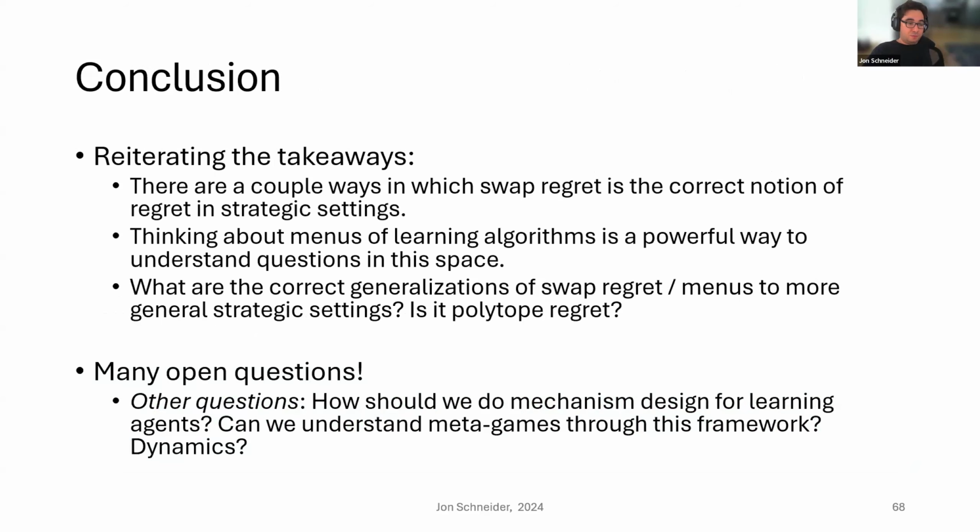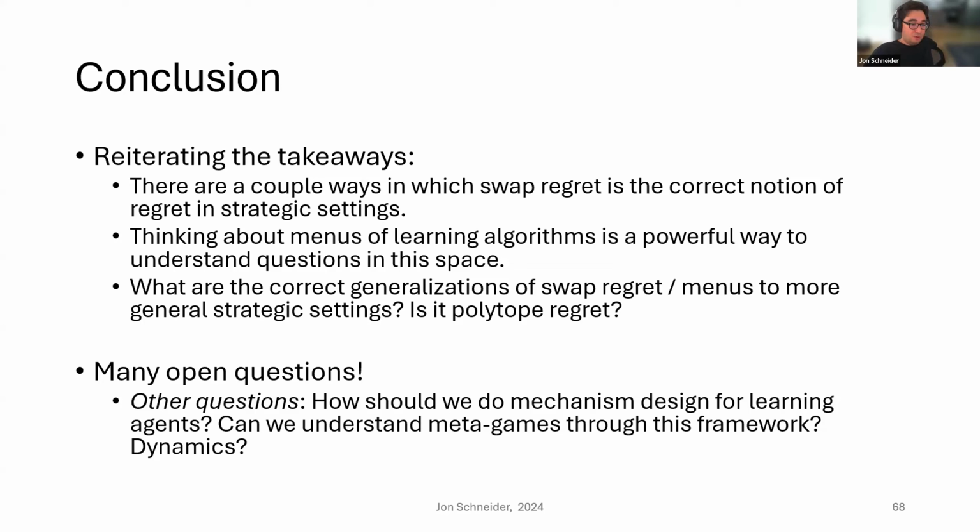All right, and just to conclude, reiterating the takeaways I shared earlier, there are a couple of ways in which swap regret is the correct notion of regret for strategic settings. I think menus are a powerful tool for understanding these questions about what notion of regret is the correct notion, and what you should do in different strategic settings. And there's a bunch of open questions about what the correct generalizations of swap regret are to more general strategic settings. There's even this question of whether it's polytope regret in general. And then there are also many other open questions.